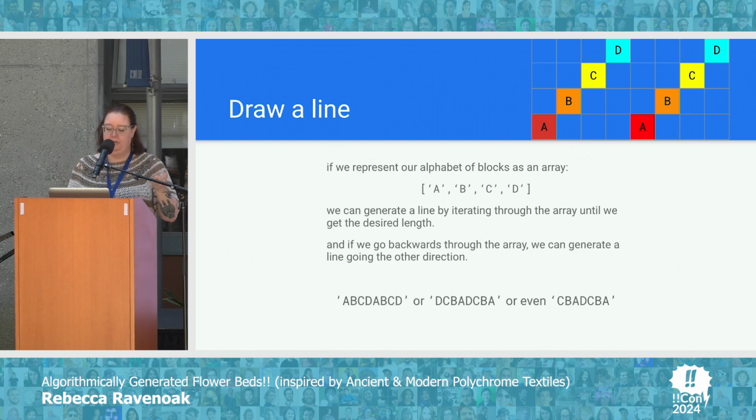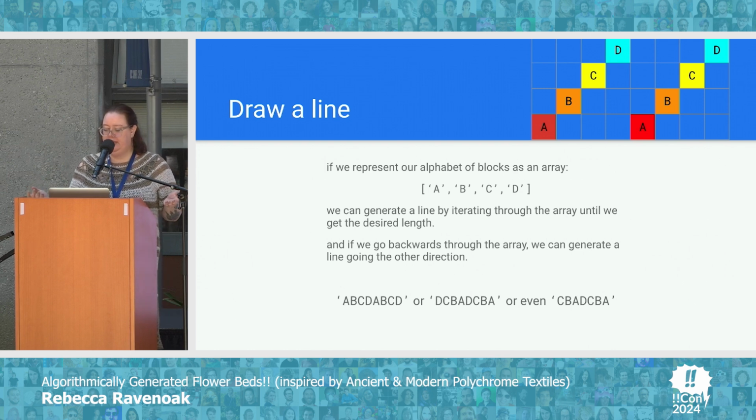We have 4 blocks to work with. We're calling them A, B, C, and D, and so we'll make an array to hold our alphabet. Every sequence will be made of just those 4 blocks. A line is a sequence of blocks in order. We can generate one by running through the array in either direction, forwards or backwards, and looping around when we get to one end of the array.